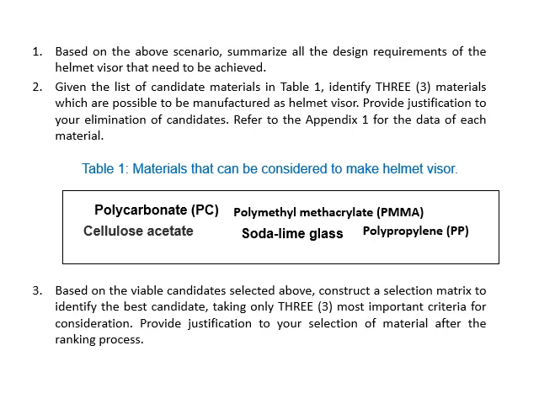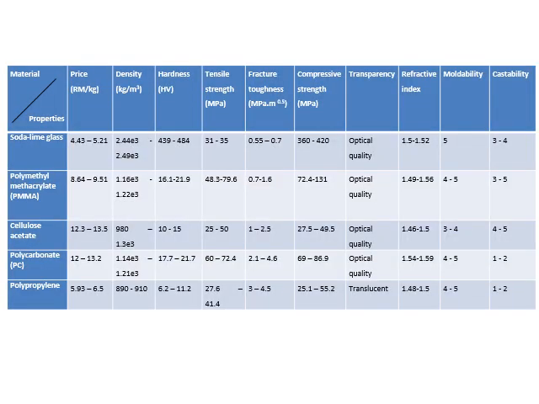Based on the viable candidates selected above, you can construct a selection matrix to identify the best candidate, taking only the three most important criteria for consideration. Also, you need to provide the justification for your selection of material after the ranking process. Here is the selection matrix table for the helmet visor. You have the price in RM per kilogram, density in kilogram per meter cubed, hardness, which in this case is Vickers hardness, tensile strength in megapascal, the fracture toughness value, and compressive strength for impact.